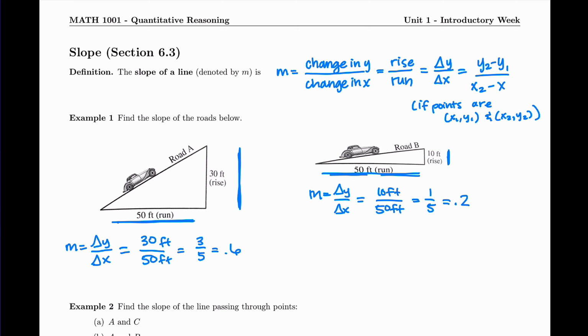So as we compare the slopes, road A has a slope of 0.6, and road B has a slope of 0.2. So what you can think about is road A is steeper than road B.